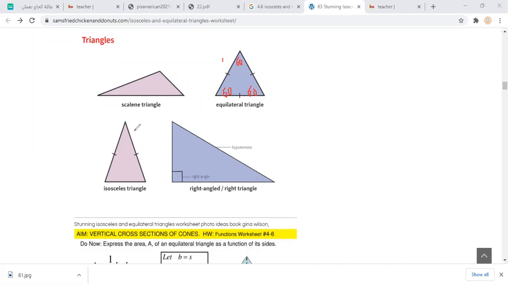Let's move to the isosceles triangle. Once you have two sides equal in length, then two sides are equal in length.